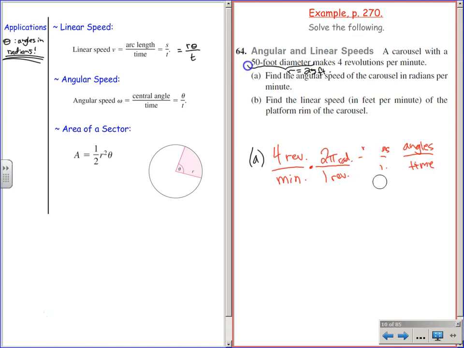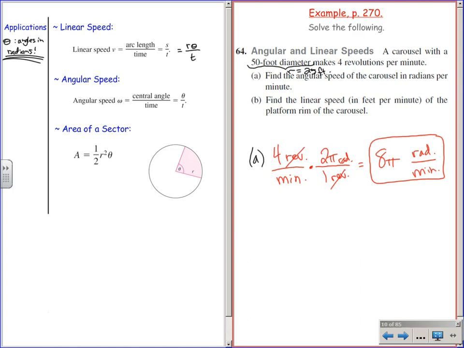Ah, that'll do it. If I need change in angle over change in time for angular speed, if I have revolutions per minute, I can multiply by 2 pi radians in every revolution. Then all of a sudden my units are radians, aka angle measure, over minutes, aka time measure. All we had to do was build a bridge for this one. They gave us a speed, just not the right one. Now this is how fast the carousel's turning. This is how fast the angle is changing.